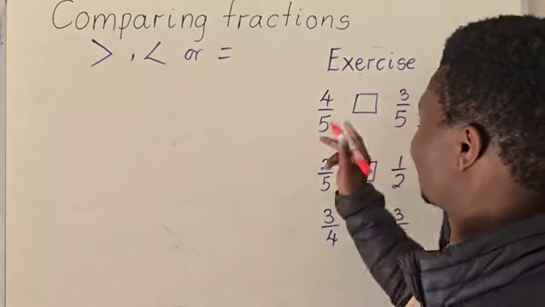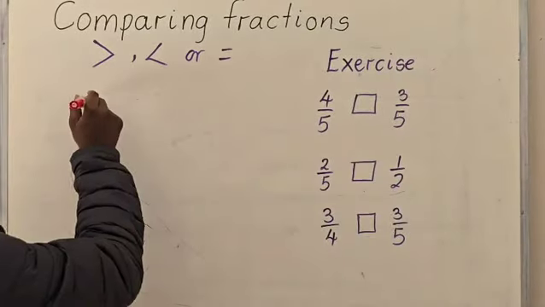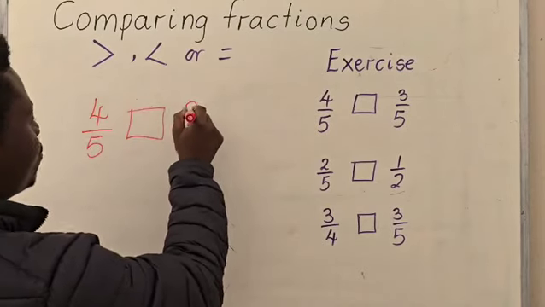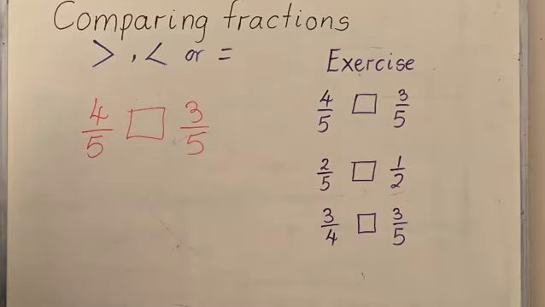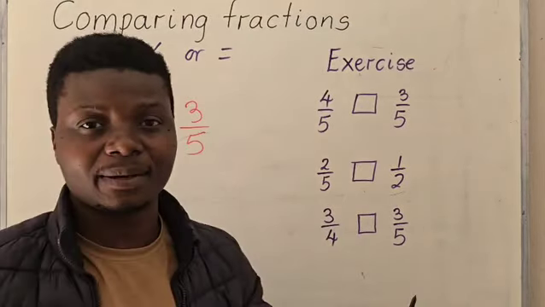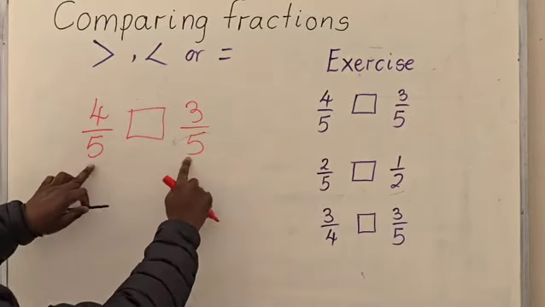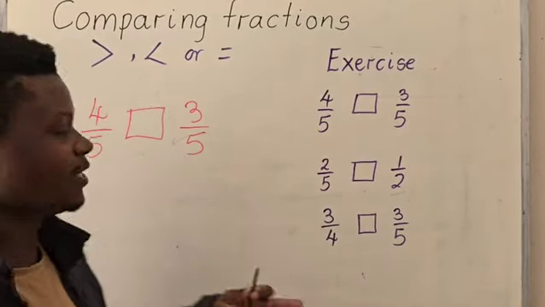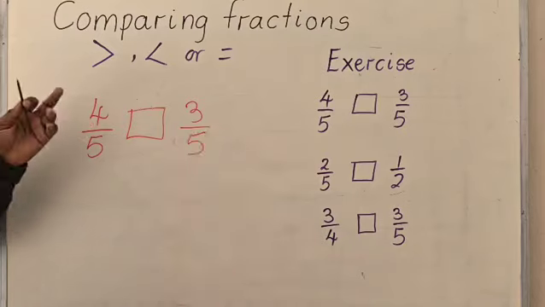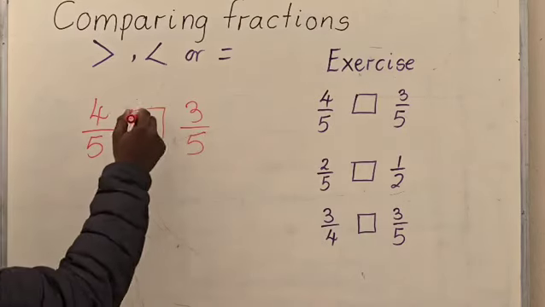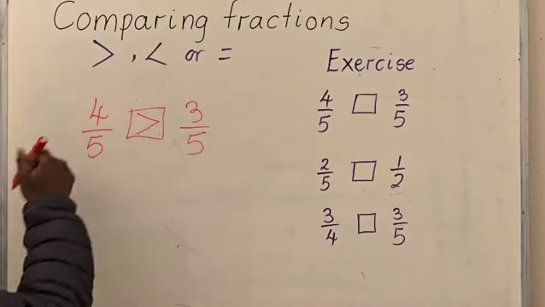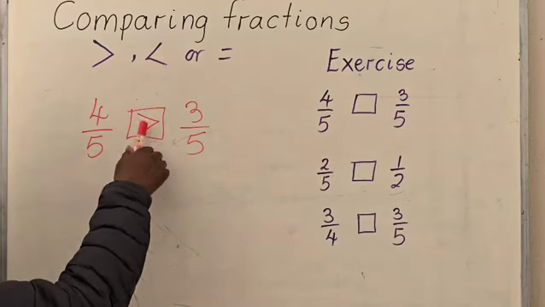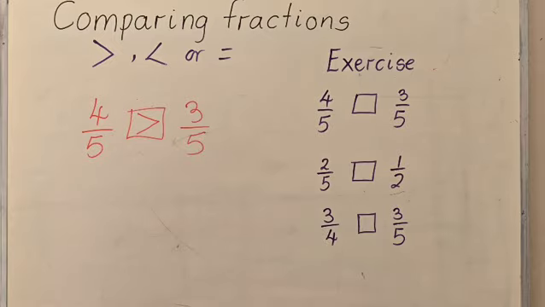Let's begin. The first question that we have is 4 over 5. We are comparing it to 3 over 5. So the first thing to ask is, are the denominators the same? 5 and 5, so my denominators are the same. I can then compare the numerators. 4 and 3, which one is bigger? 4 is bigger than 3, and the crocodile always wants to eat the bigger number. So we read it as 4 over 5 is greater than 3 over 5.